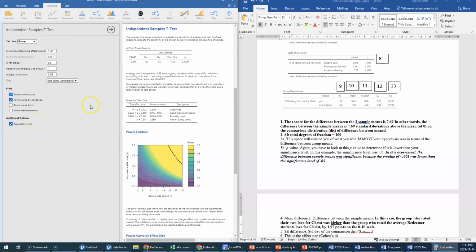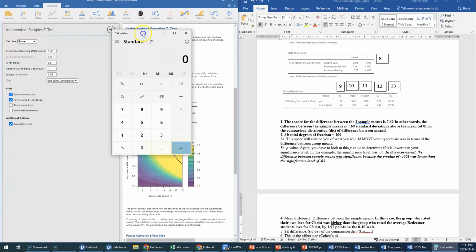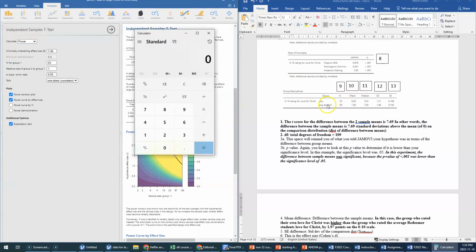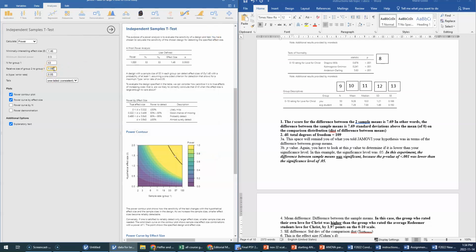Pull out your calculator. And all you do is take group 2's N, so 58, and divide it by group 1's N. So 58 divided by 53, and that gives you a value of 1.09, rounded to 2 decimal places. And you see now it adjusts appropriately, and it gives us an N of 58 for N2. And that's all you need to do. Now we have our power.